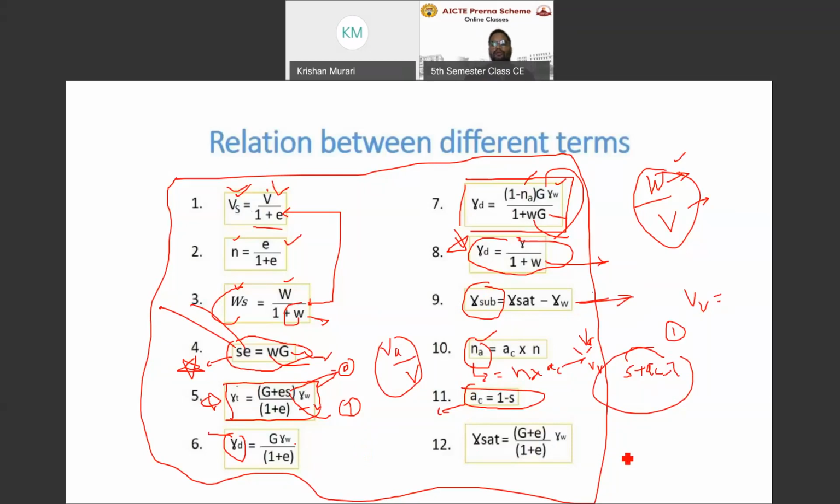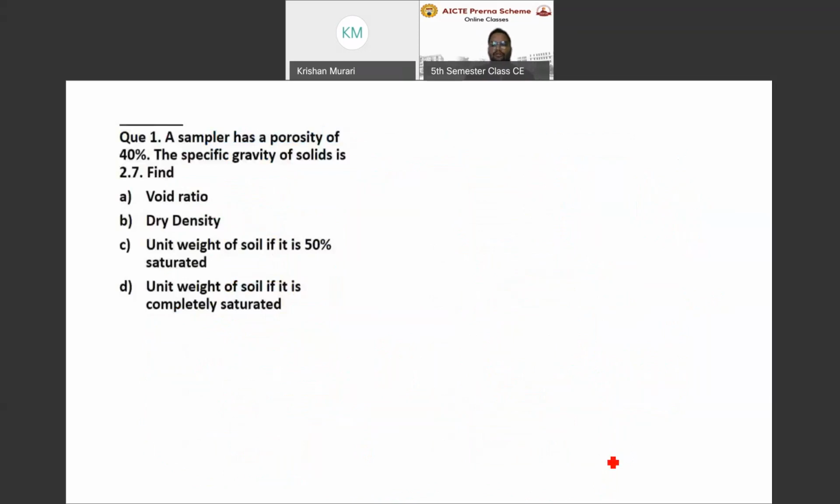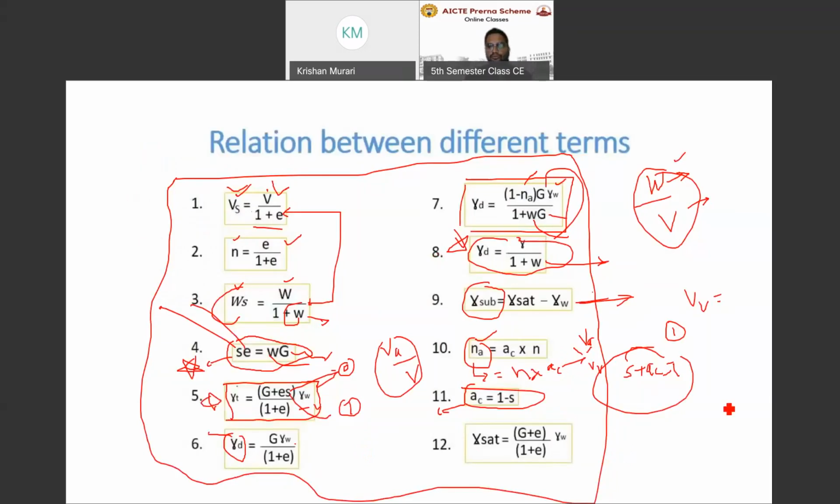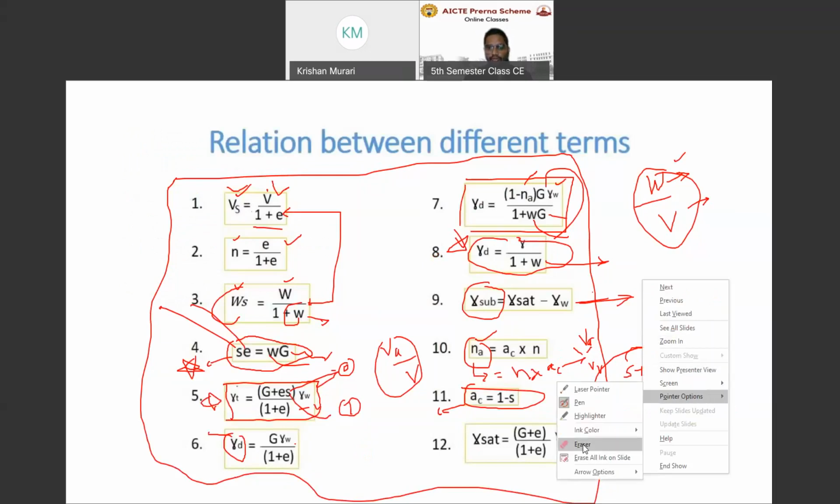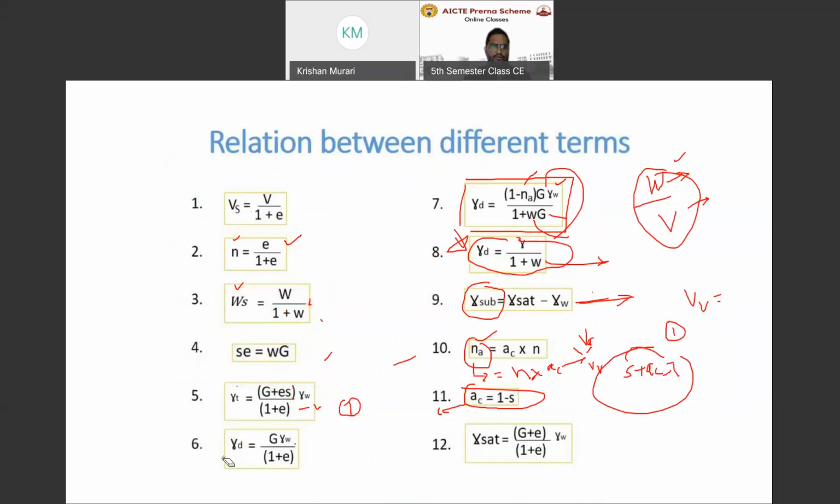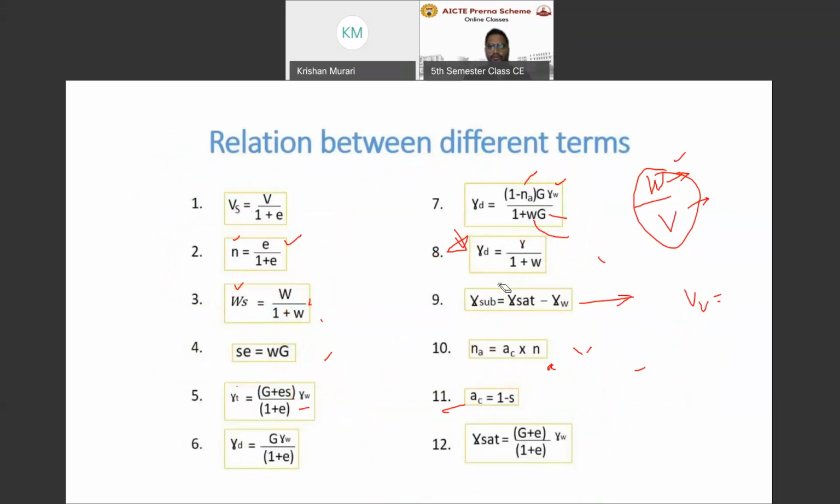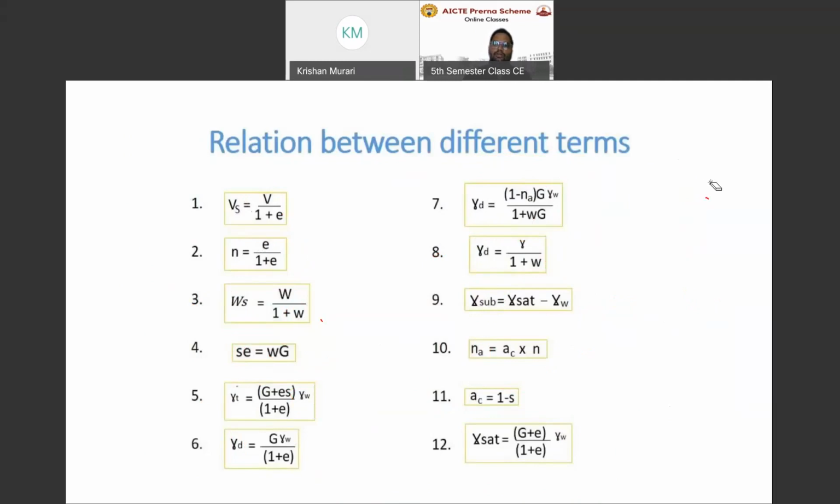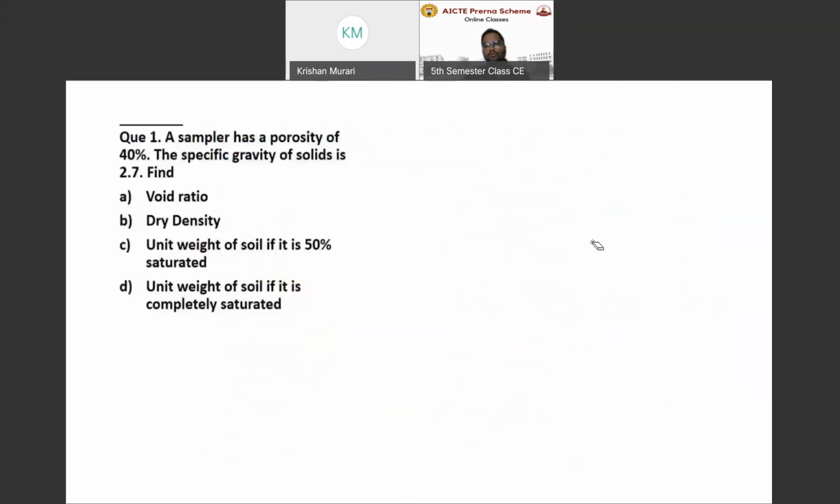Now we discuss, you have to take a screenshot of that slide, because that slide is very important. I will replace and erase all these things that I did here. So you have to take a screenshot of these formulas, because if you know these formulas, you can easily solve all the numericals that come in your examination. For example, we will do some numerical problems also.